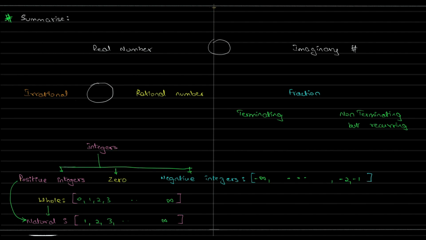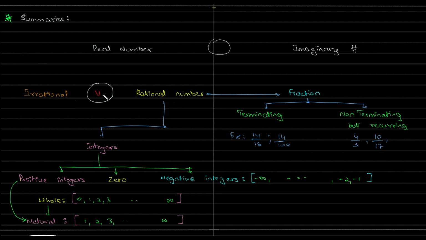So above integers, we have rational numbers. Integers are part of rational numbers, and rational numbers also have fractions. The fractions can be further classified as terminating and non-terminating but recurring. Terminating is one which stops, like 14 by 16. Such numbers, the division will stop. 14 by 100 is 0.14. And non-terminating but recurring is 4 by 3, 10 by 17.